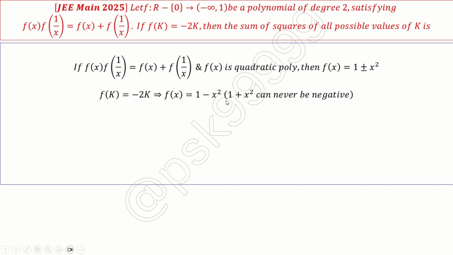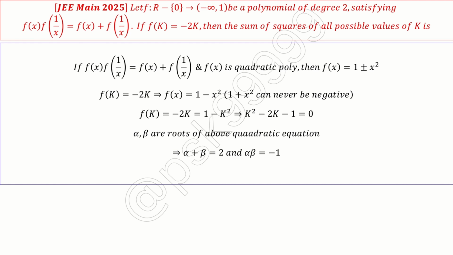Okay, by mistake if you have taken both equations, then you will get a different answer. So f of x can be only 1 minus x square. Once you know this, it is simple. f of k equal to minus 2k, which is equal to 1 minus k square. If I write it as a quadratic equation, it becomes k square minus 2k minus 1 equal to 0. I know that alpha, beta are roots of this quadratic equation, so alpha plus beta equal to 2, alpha beta equal to minus 1.